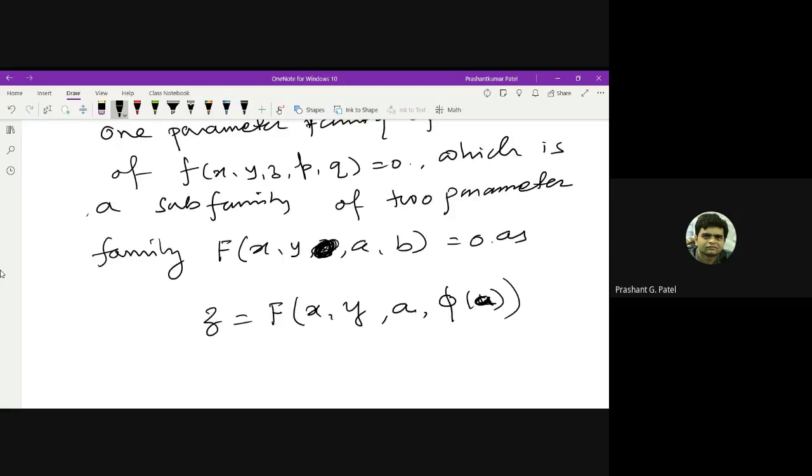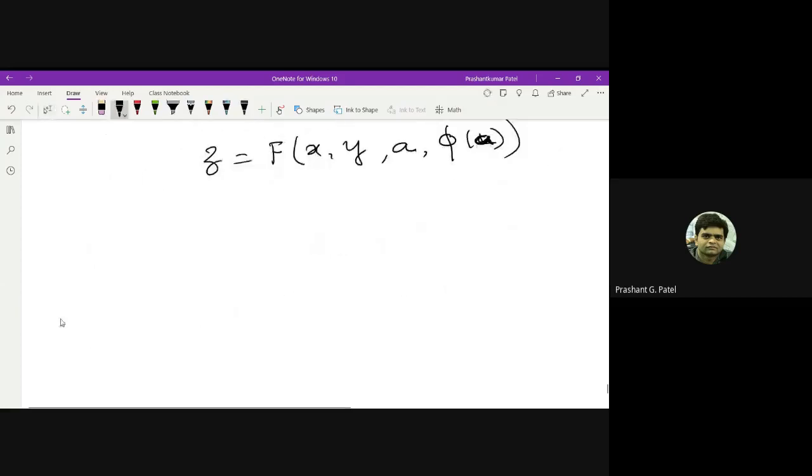Okay, so this is actually a general family. If we can find out the value of a in terms of x, y, and substitute that value of a here, then that is known as a general integral equation. How will we do that? So the envelope of this equation, let's say this is equation 3.